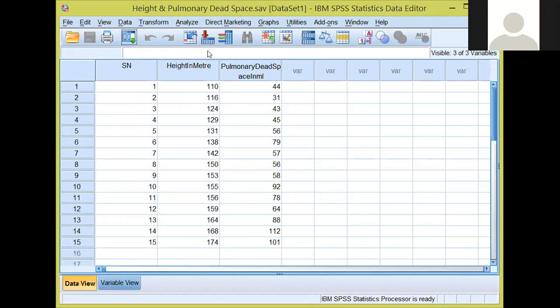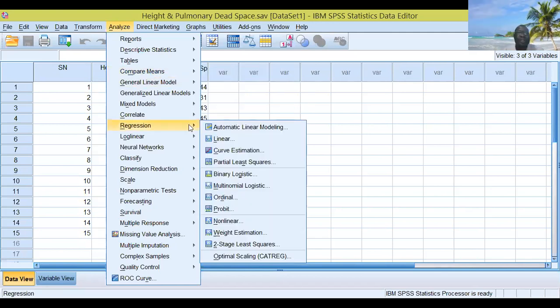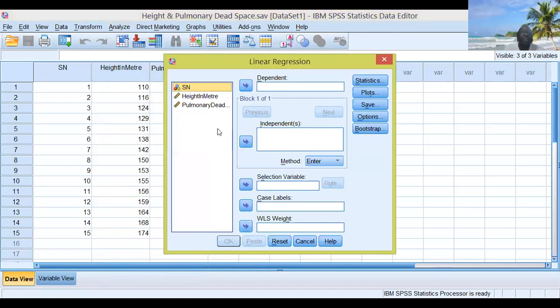Then what's the next thing? Go to regression, and click on linear. Okay, move height as the independent and pulmonary dead space as the dependent. Pulmonary dead space is the dependent. Move height as the independent. Great. Just click OK.